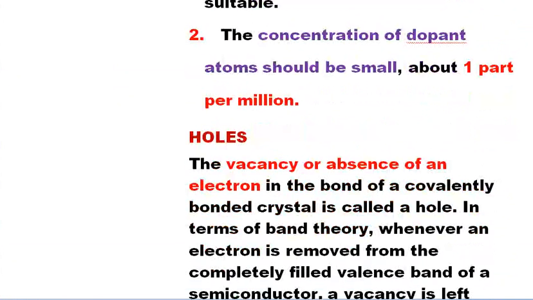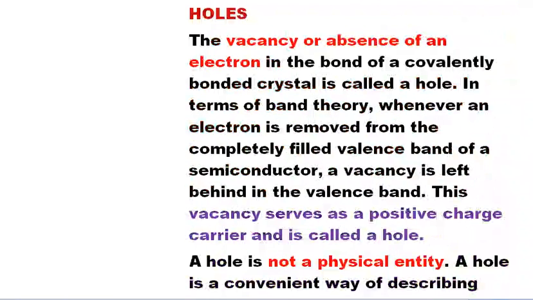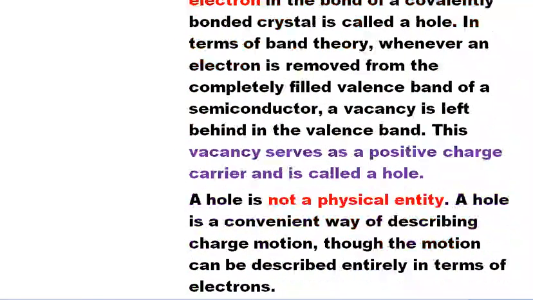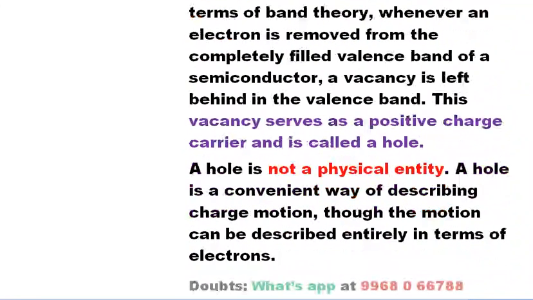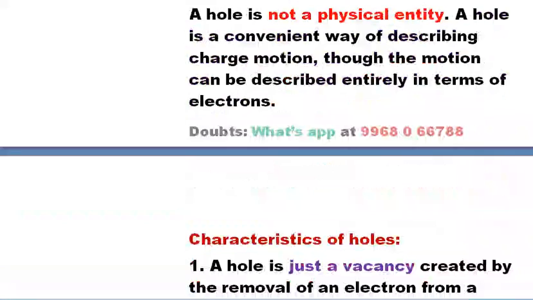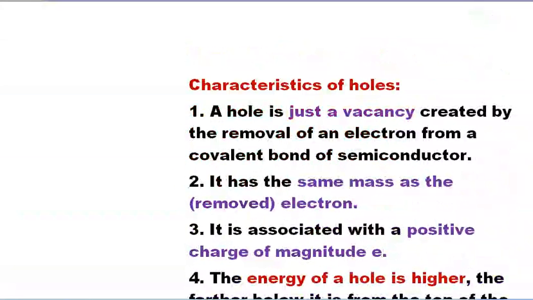Dear students, I want to again discuss holes. The vacancy or absence of an electron is termed a hole. Vacancies have a positive charge and are called holes. Again, a hole doesn't exist as a physical entity, it is just an empty space of an electron. Dear students, I want to categorize or characterize the holes.